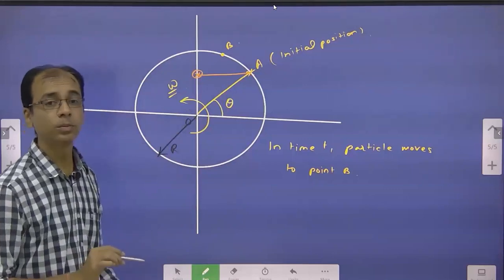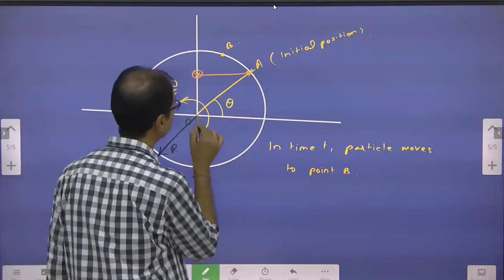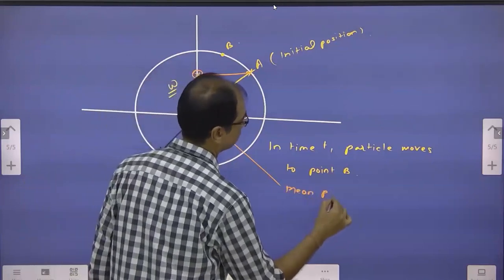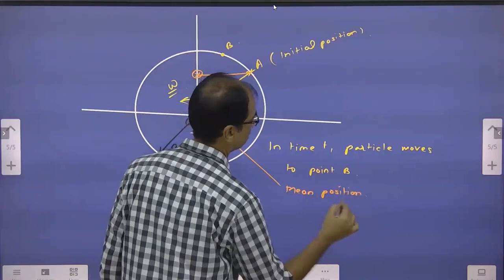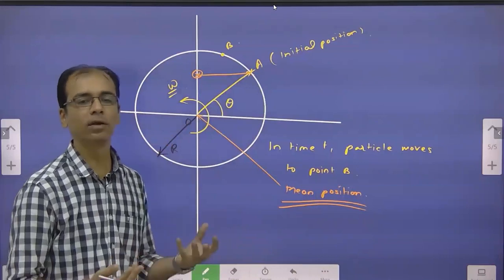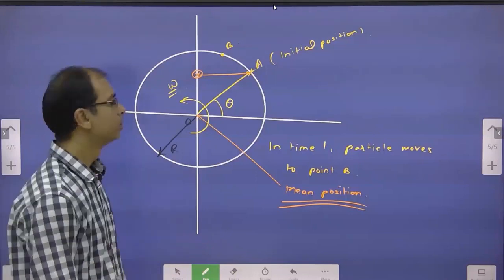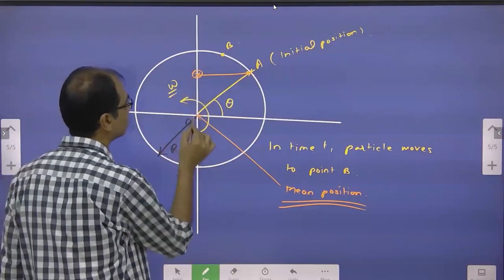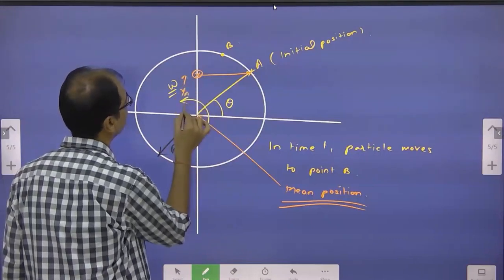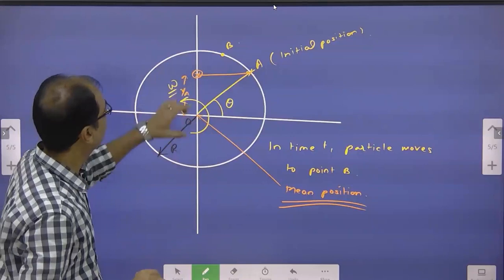Now, what is its position from the mean position? Where is the mean position here? This is the mean position. The mean position is the center. Everything we measure from the mean position in SHM, it's kind of the origin for us. So we want to know the position of the projection of particle A. I would say this is YA. What is YA? I should be finding that.